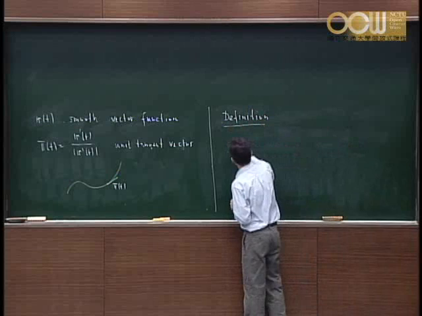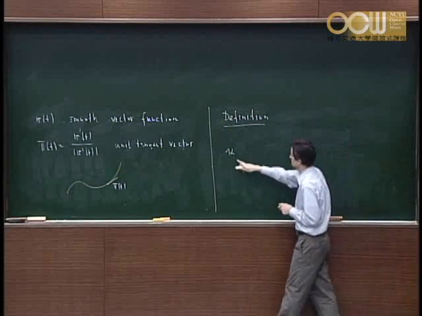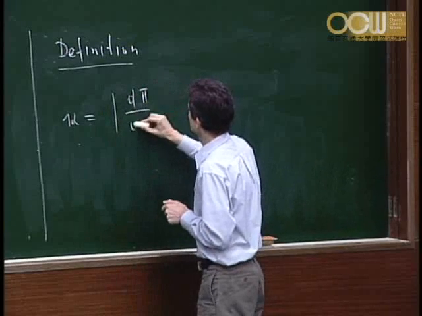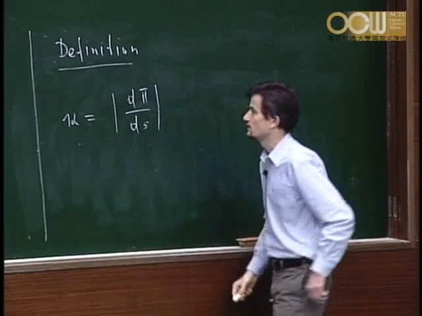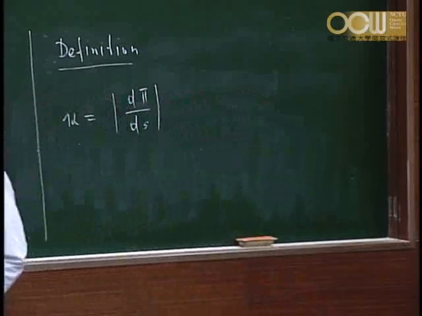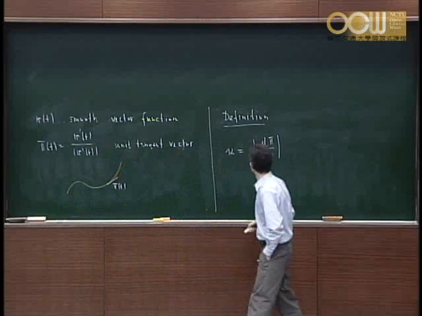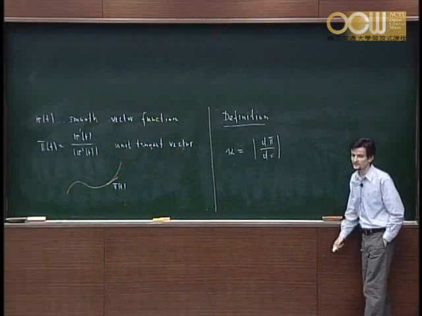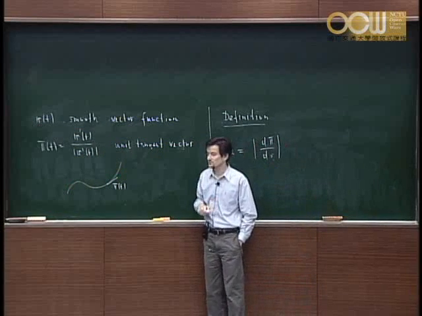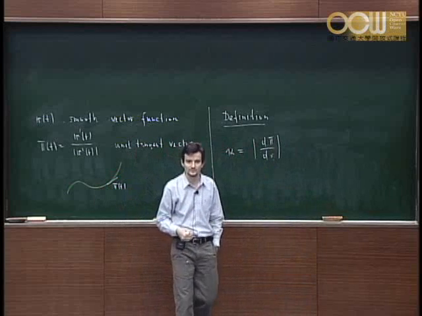Okay, so the curvature, this is the standard symbol for the curvature kappa, is defined as the length of the derivative of the unit vector. But here, the unit vector is parameterized with respect to the arc length, with respect to s. And this should be a good measure, which helps us to measure, at a given point, how curved the curve is there.